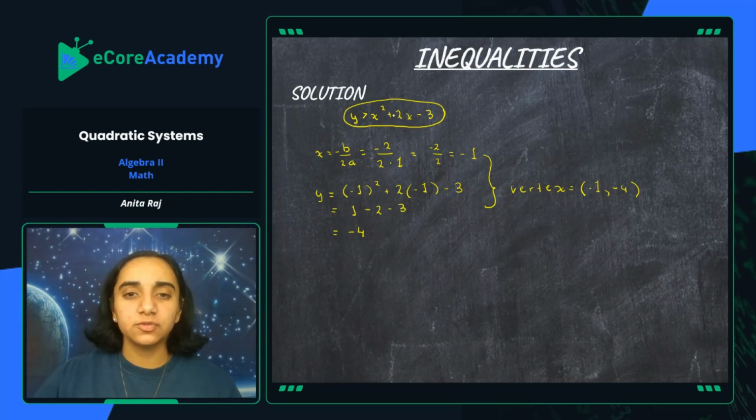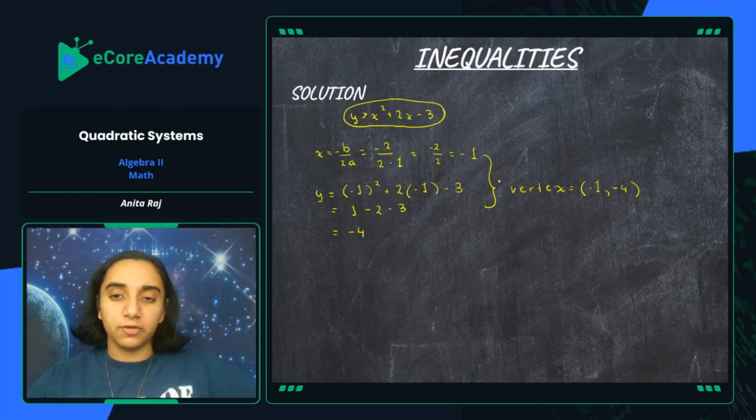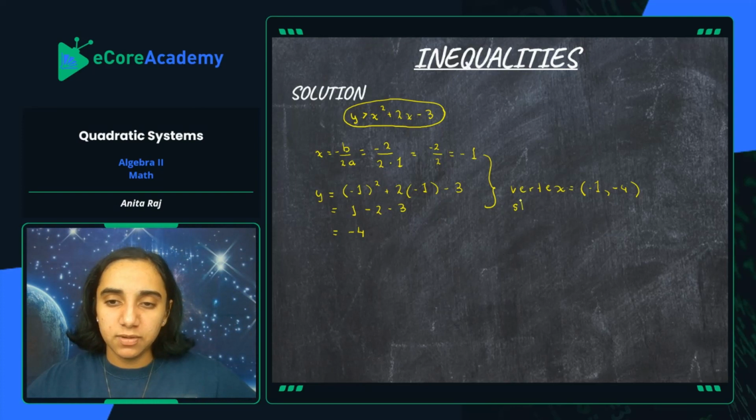Because we have a greater than sign, we're going to shade upward. So we're going to shade above the parabola. So I'm going to write shade up. Remember, if you had a less than sign, you would shade downward. So shade up.